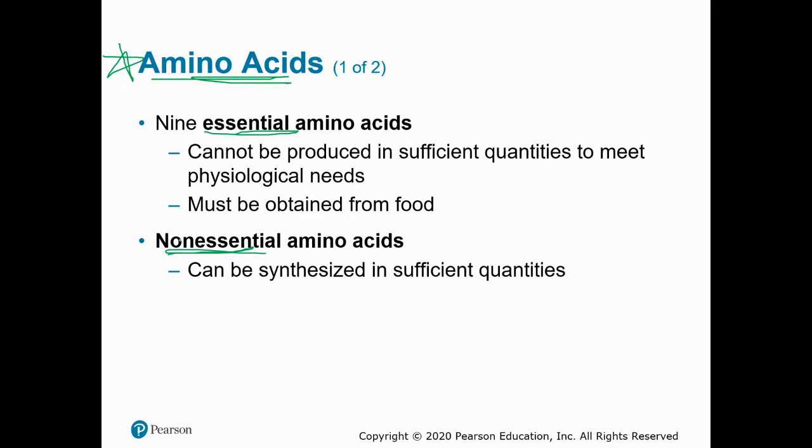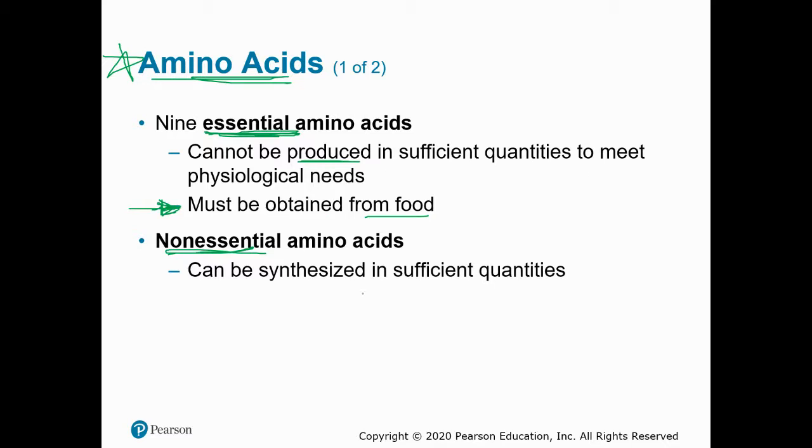Remember, we saw this term essential already, right? We saw essential fatty acids. And what did that mean for a fatty acid to be essential? It meant that it must be eaten. We must obtain it from our food, right? So essential amino acids, we must eat them in our food. And this is because we can't produce them by ourselves. We can't produce them in our own bodies.